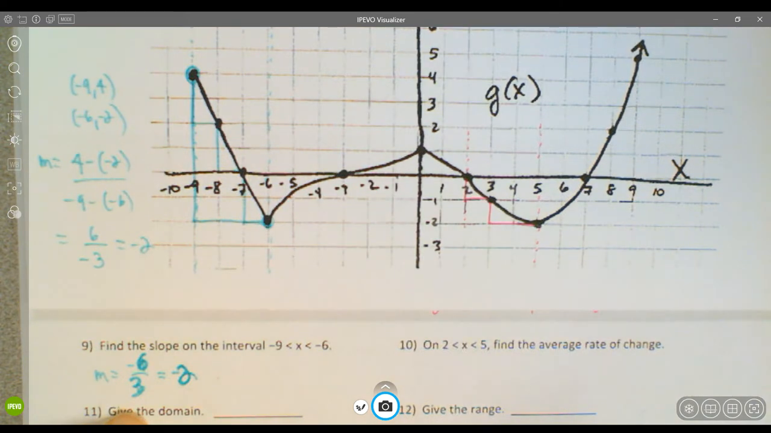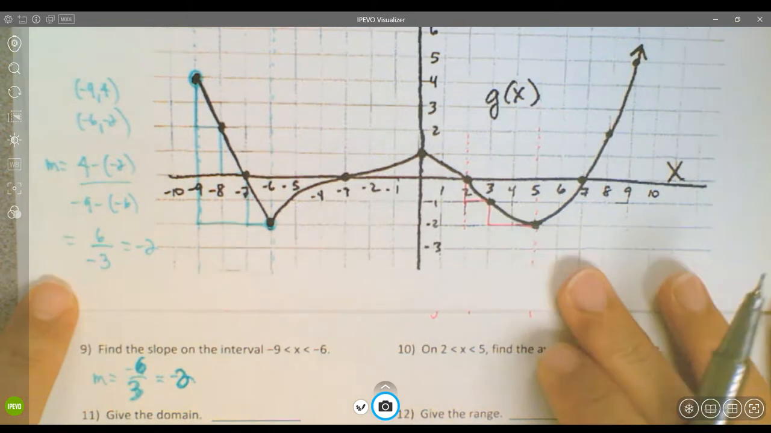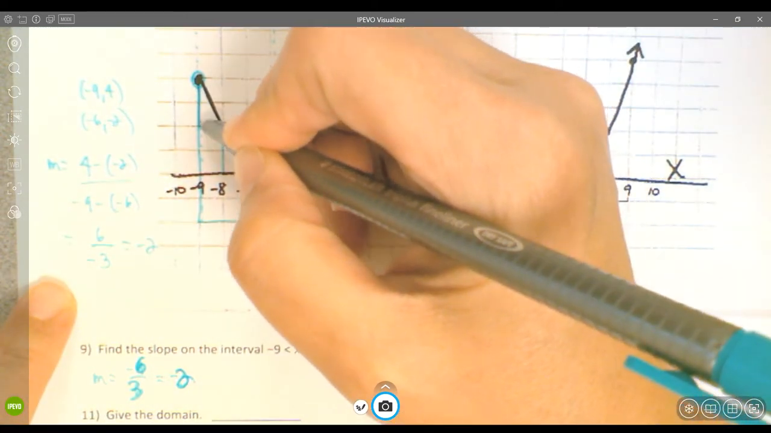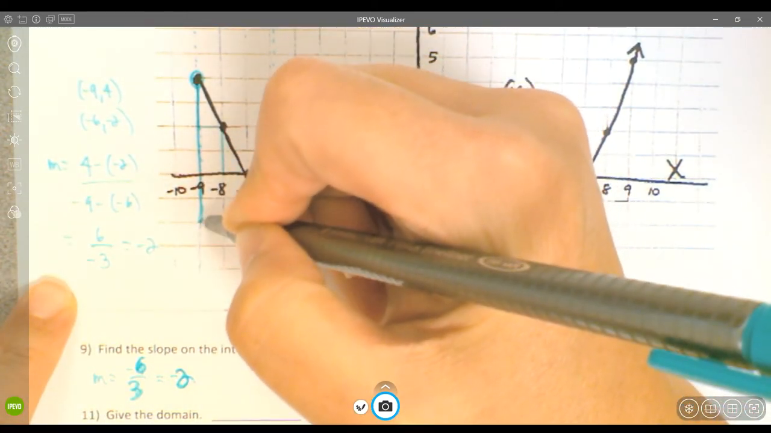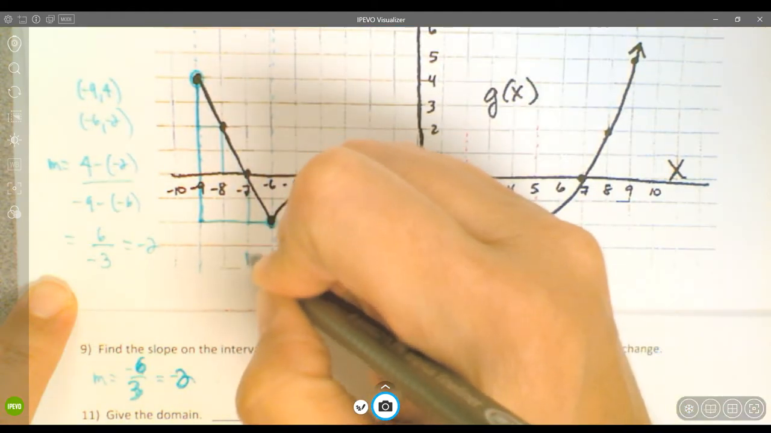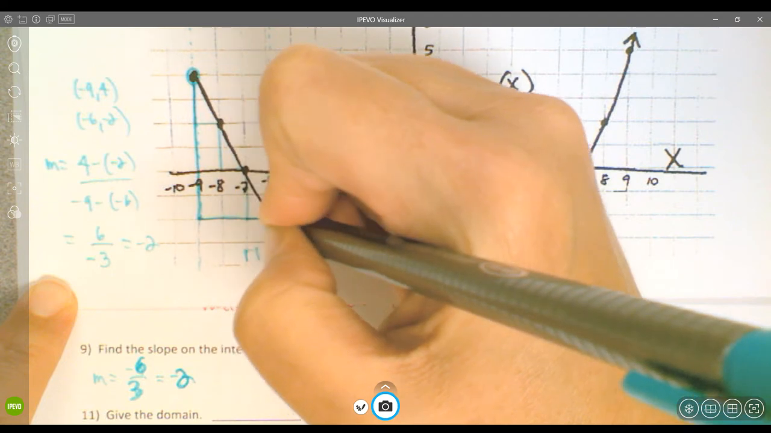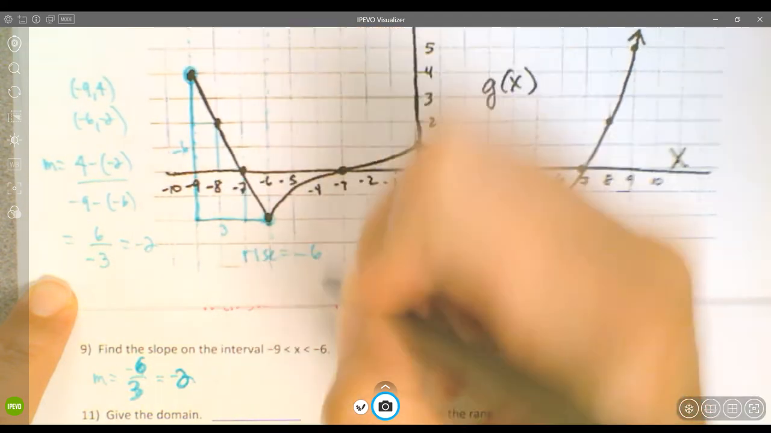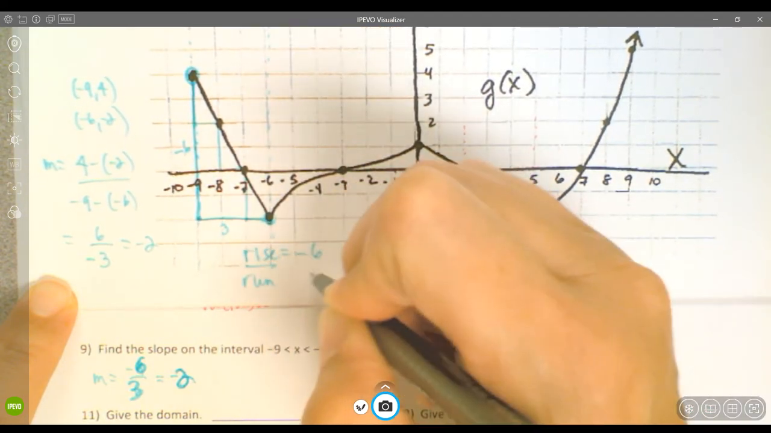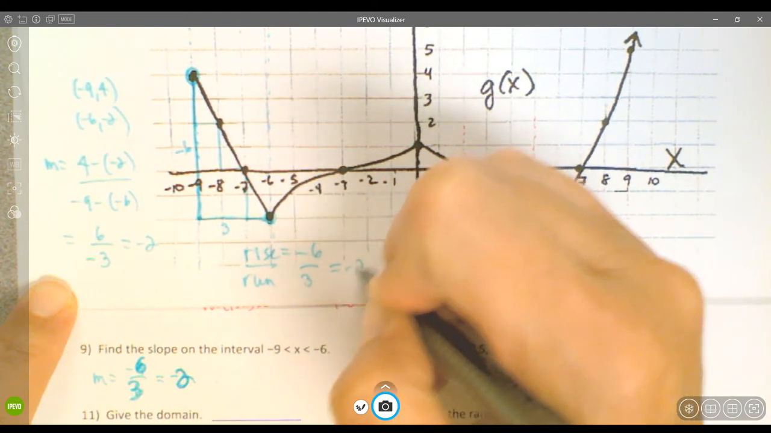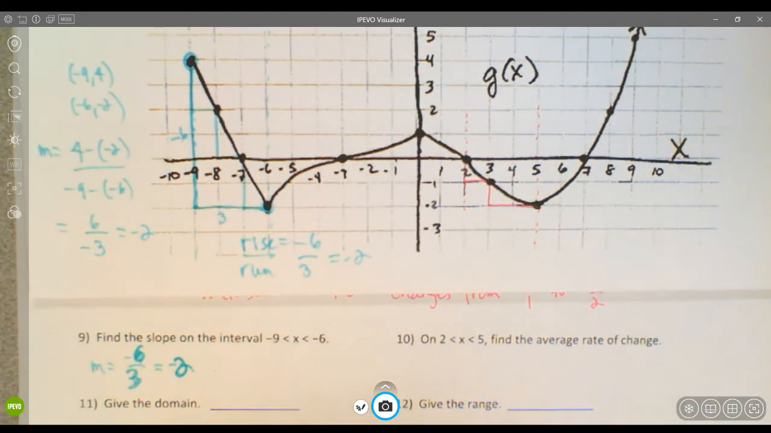Using the rise over run, which I need to do again because I screwed that up so badly. I'm going to go down 1, 2, 3, 4, 5, 6. So my rise is -6. And then my run 1, 2, 3. So -6 divided by 3, and I find my rate of change is -2. Hopefully, I sort of redeemed myself there, but if I screwed you up, I'm really sorry.